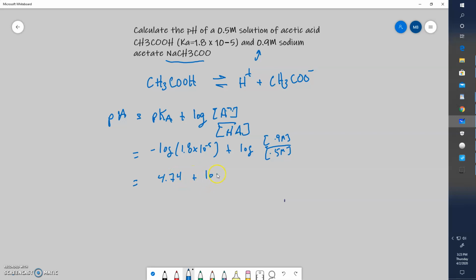Plus the log then, if I'm doing this right, of 0.9 divided by 0.5, which is 1.8. And I end up with 4.74 plus the log of 1.8, which rounded is 0.26. So my pH is 5.0. All right. Again, I think the hard part of this equation is remembering this part. Otherwise, it's pretty basic. Let's take a look at the next one.